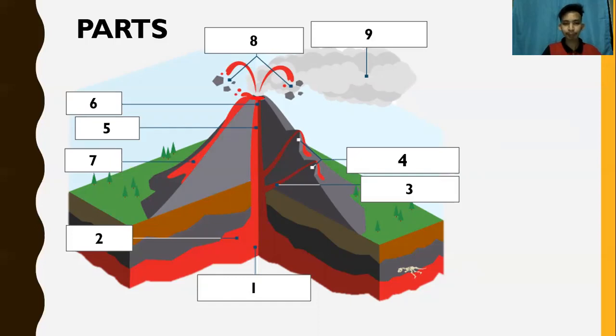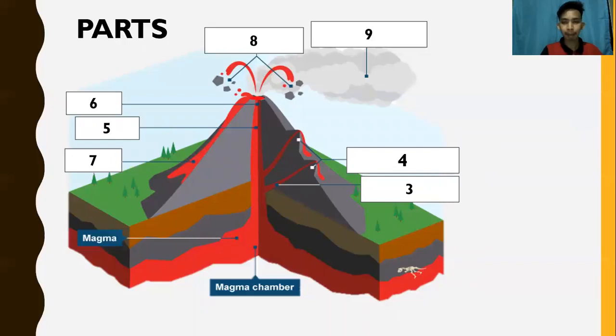Let's start from the bottom. Can you see number 1? What part of the volcano is this? Okay, number 1 is the magma chamber. The magma chamber is the source of the magma in a volcano. Next, how about number 2? That is the term magma. Magma refers to the molten rocks which are found beneath the volcano.